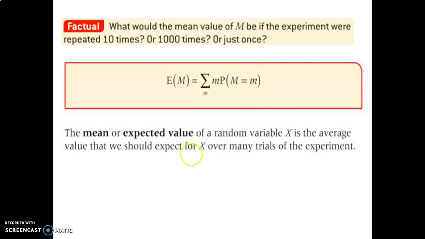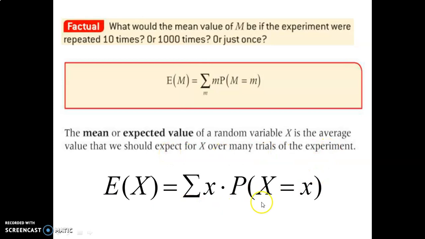So the mean or expected value of a random variable x is the average value that we should expect for x over many trials of the experiment. And here's another form of the formula. This one had m in it based on our last example, but here it is using x. So again, expected value of random variable x is equal to the sum of one of the x values times its probability plus, because that's what sum means, the next x value times its probability plus the next x value times its probability, and on until you go through all the values in the probability table.